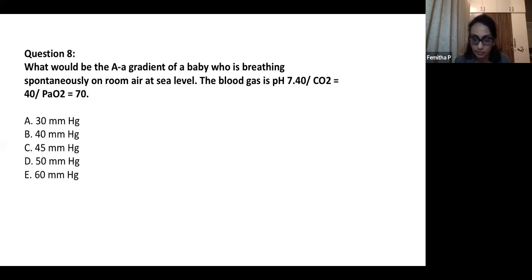The next person has completed the equation. So it finally comes to, I think, 40. You can do it for yourself. So you don't need the pH for this formula. That is only a red herring for you. You need only PCO2 and PaO2.